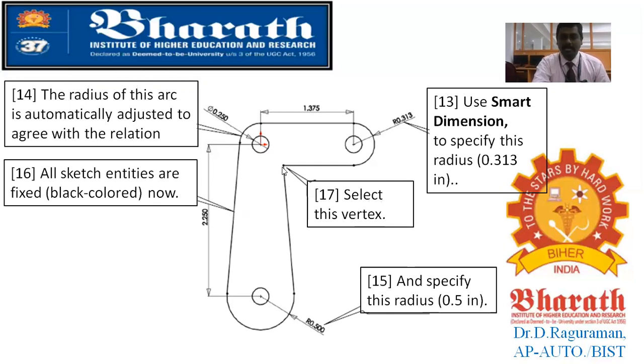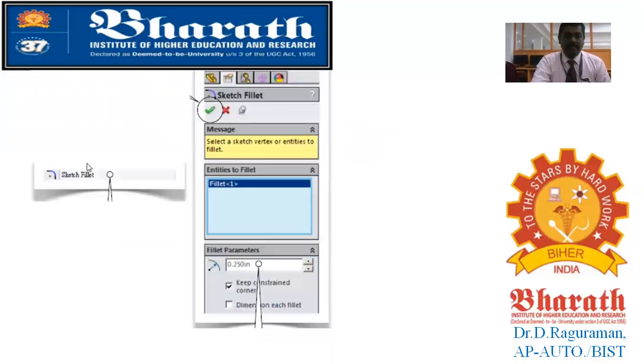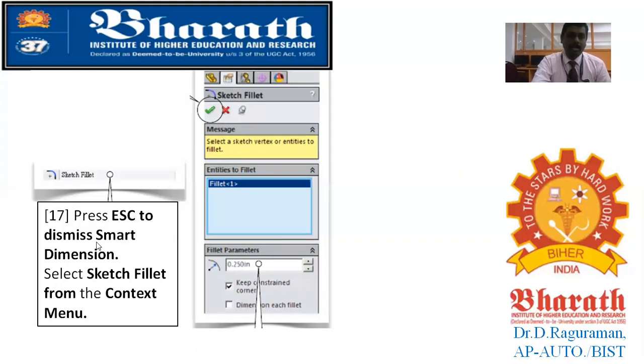Here you are going to select the vertex, because you can see it is a sharp edge. Once you select the vertex, you are going to create a fillet. So again you go for a sketch fillet. You escape from the smart dimension by pressing Escape, so that the smart dimension ends.